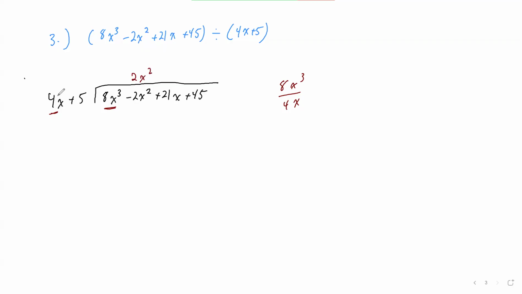And I see that that would give me 2x squared. Then 2x squared times 4x is 8x cubed. 2x squared times 5 is positive 10x squared. Usually when I do this part of the process, if I get a positive, I won't write a sign so that when I subtract, I would change each sign of those so that 8x cubed minus 8x cubed cancels. And negative 2x squared minus 10x squared is negative 12x squared. Drop down the next term, which is plus 21x, and repeat.